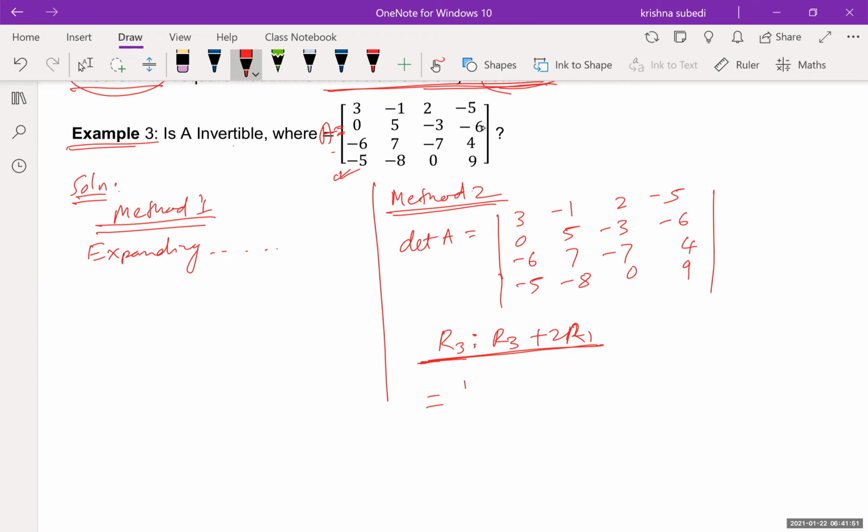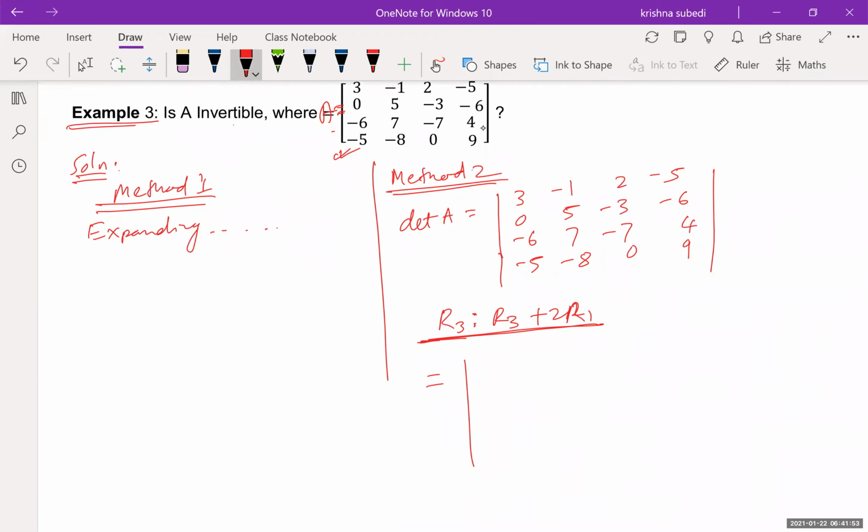If I do that, let me just write down what I get. R1, I did nothing, I just copy it as it is. R2, I did nothing, let me just copy it as it is. And in R3, I did R3 plus 2R1. So what do you get? It will be 0, 5, -3, -6, and then R4, I did nothing: -5, -8, 0, 9.